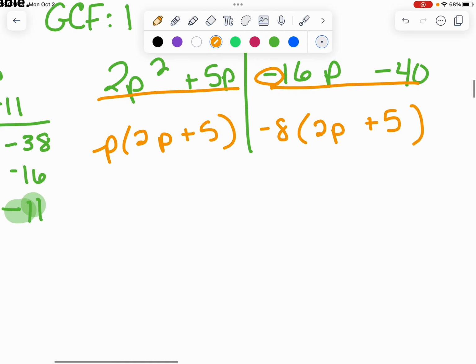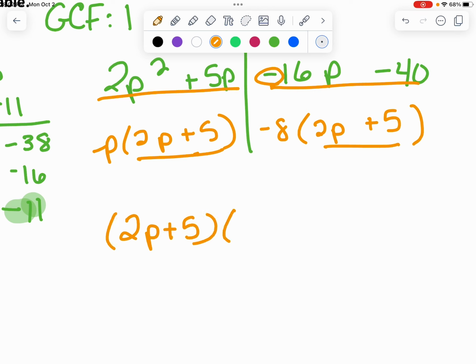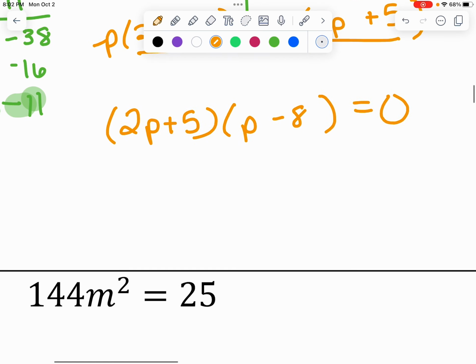Okay, now final factored form. What do you notice about those parentheses? They're the same. So 2p plus 5. It's like magic. And then what's the rest? P minus 8. And that's not the end, because remember we had this whole equation equal to 0. Well, since math is so fun, you never want it to end.